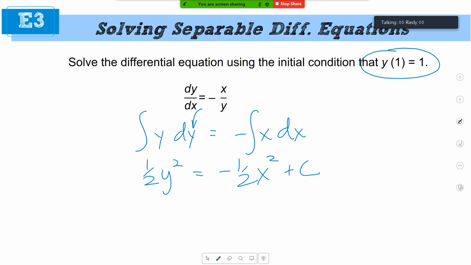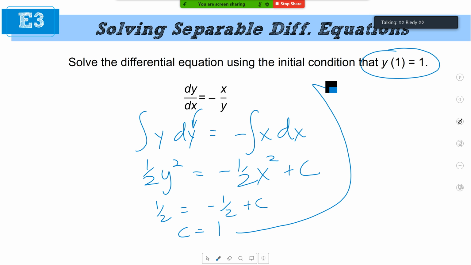Use my initial conditions and plug and chug. Put 1 in for x and 1 in for y. 1/2 is equal to negative 1/2 plus c. And so we get c is equal to 1. Which means my final solution would be, well, not my final solution. My next step is going to be this.